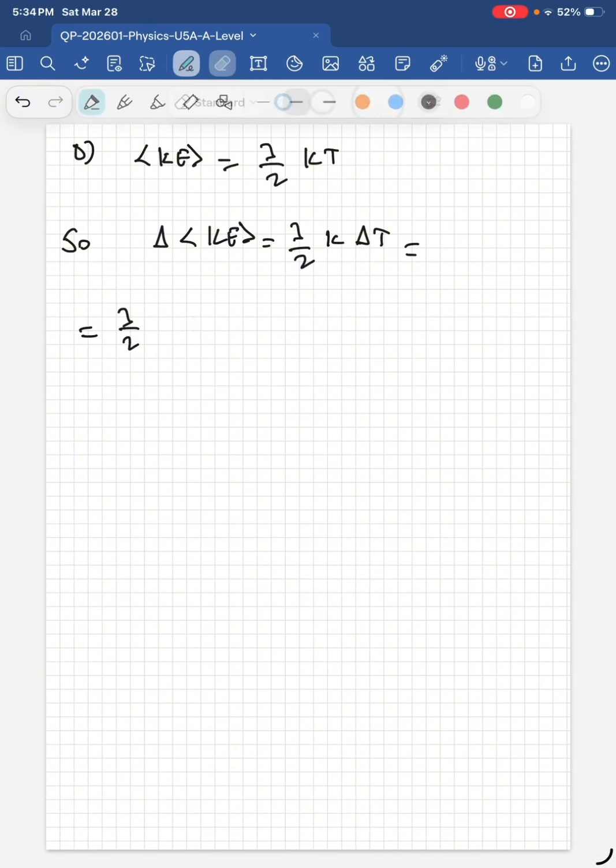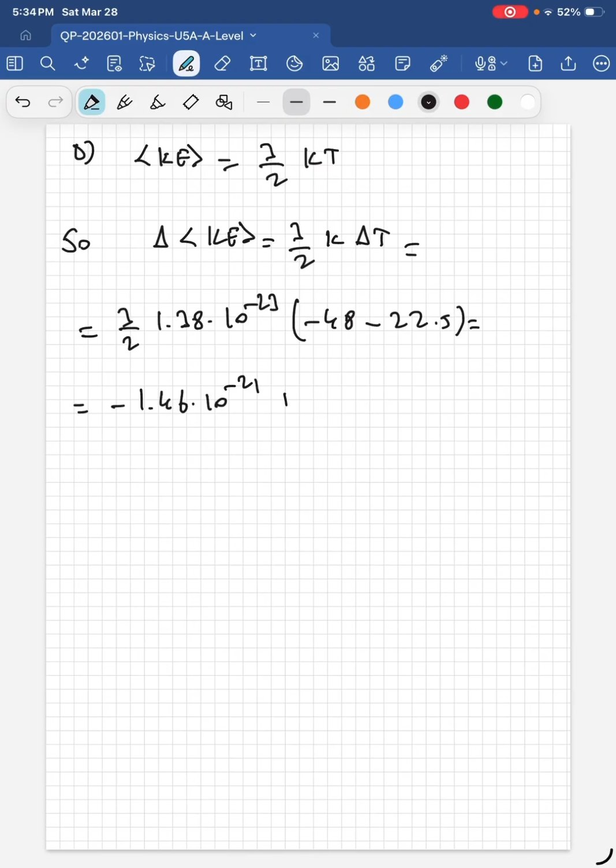3/2. Let's plug in 1.38 times 10 to the negative 23rd, and then delta T is minus 48, which is the final temperature minus the initial temperature, which is 22.5. So the change in kinetic energy is minus 1.46 times 10 to the negative 21 joules. Okay, small.